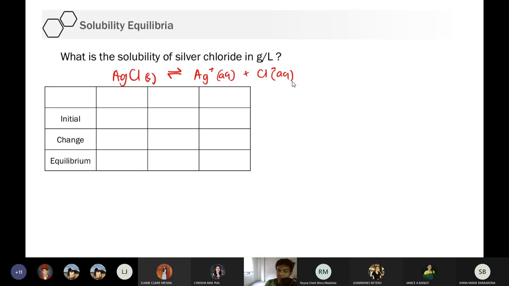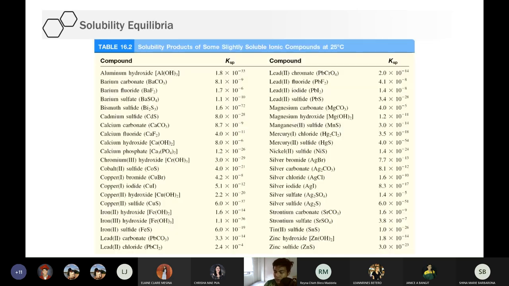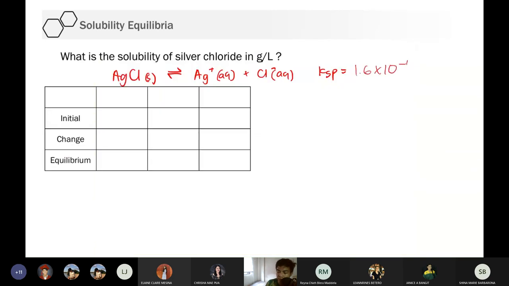And this equation has a Ksp value. So anong Ksp nito? So let's look at the table dito. So for silver chloride, ito. Okay, so for silver chloride, the Ksp is 1.6 times 10 raised to negative 10. Since ang ating Ksp ay raised to negative 10, that means it is most likely puro reactants lang. Puro solids lang tayo, kaya precipitate siya. Masyadong mababa na yung Ksp. Okay, kaya this appears na solid siya. Although to some extent may ions tayong na-form din.